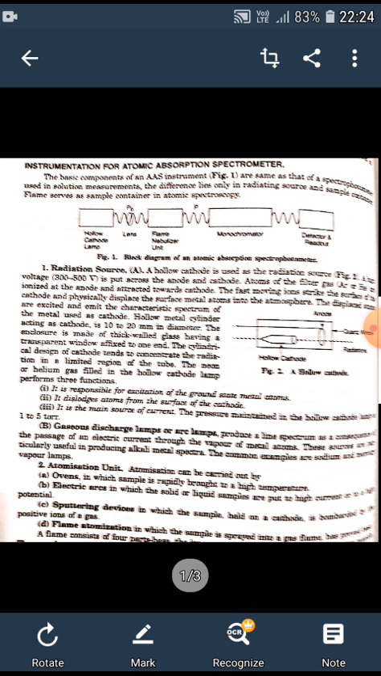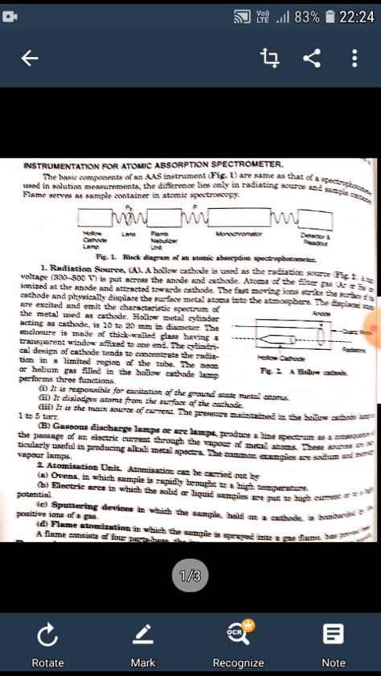Gaseous discharge lamps or arc lamps are also used as radiation sources. They produce a line spectrum as a consequence of the passage of electric current through the vapor of metal atoms. These sources are particularly useful in producing alkali metal spectra, common examples of which are sodium and mercury vapor lamps. The second main part of the atomic absorption spectrometer is the atomization unit.